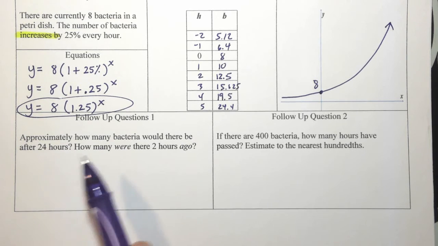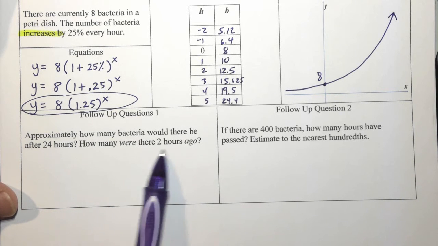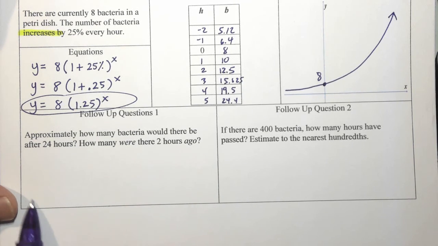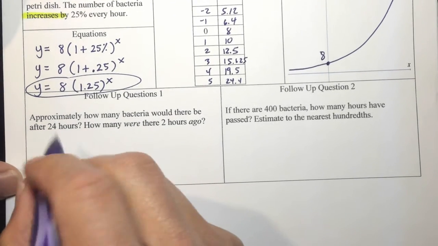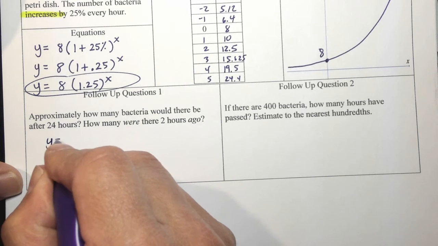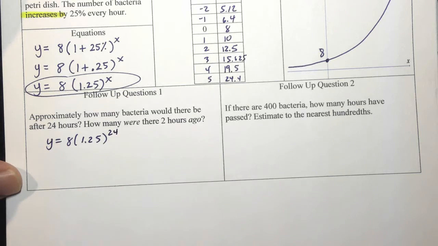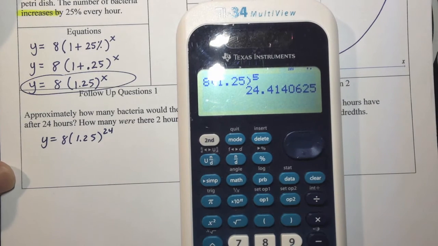Okay, so approximately, how many bacteria would there be after 24 hours? How many were there 2 hours ago? Unfortunately, we're asking you two questions. So you write the equation. 8 bacteria. Growth rate 1.25 to the power of 24. And then plug that in your calculator, and that'll tell us how many bacteria there will be after 24 hours. 1 day. It's going to be a lot. That's the power of exponential growth.